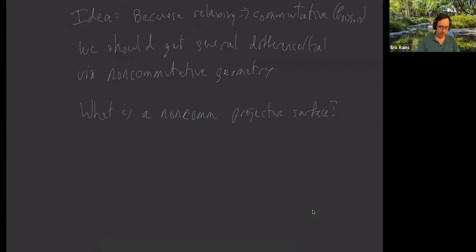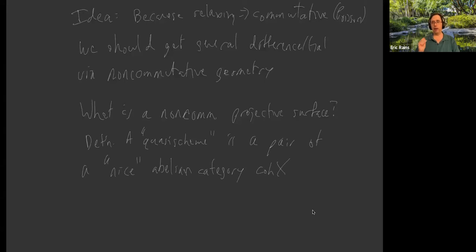So the actual definition is, there's something called a quasi-scheme, which is a pair of, well, I'm not going to say all the adjectives, but a reasonably nice abelian category, which I will call Coh, although you can also define it, it's actually probably better to define in terms of QCoh.